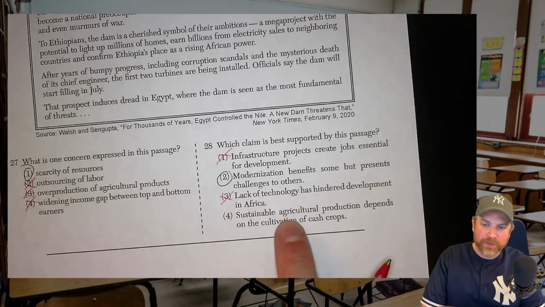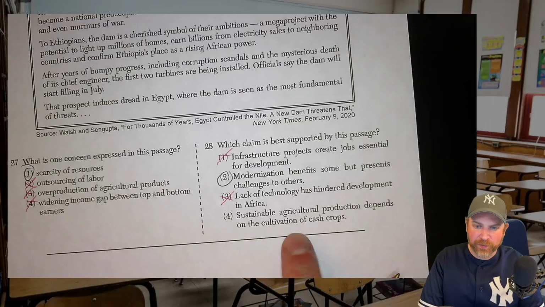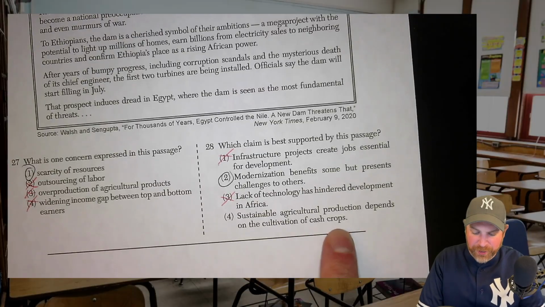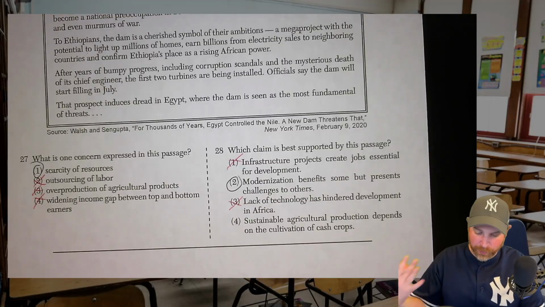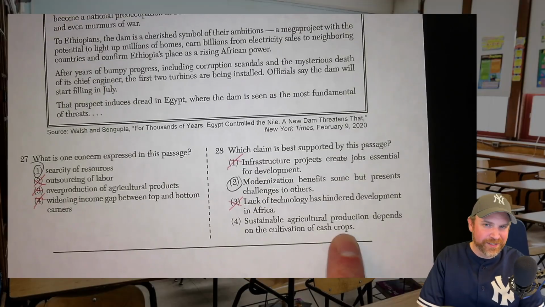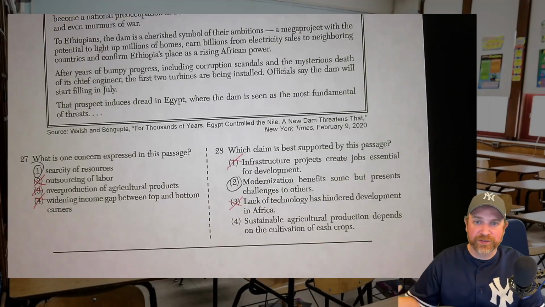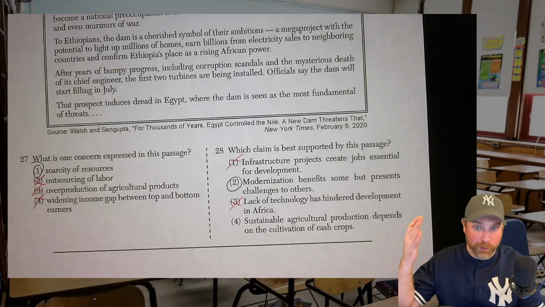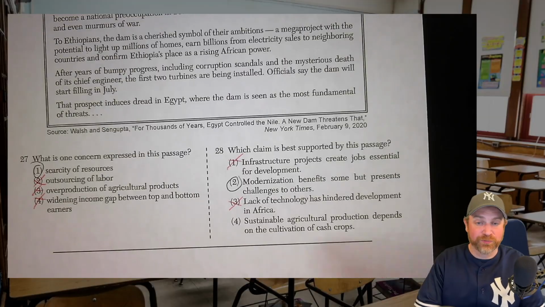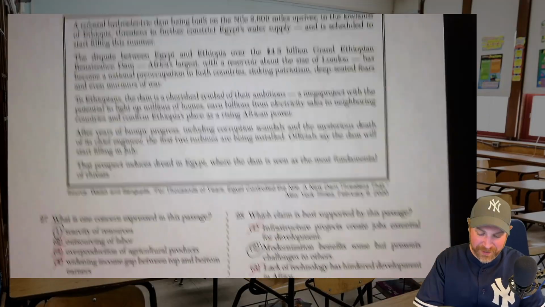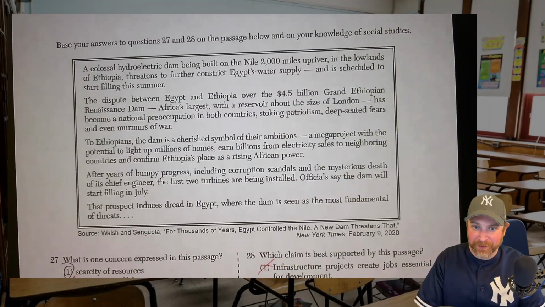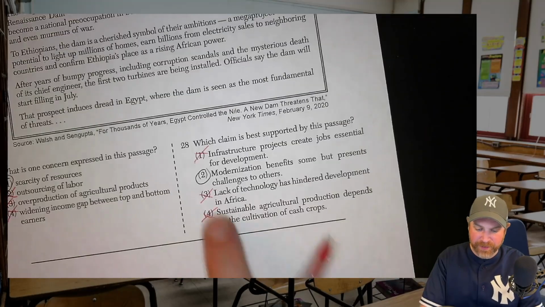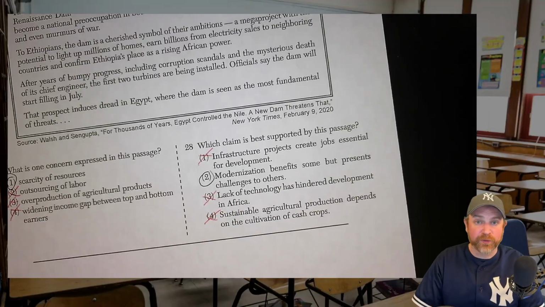Choice 4, sustainable agricultural production depends on the cultivation of cash crops. Cash crops means you grow the crop not to eat it, but to sell it on a global market. Okay, that's not usually sustainable because you're going to probably exhaust the nutrients of that soil if you're just growing one thing. So this is wrong for that reason. And again, it's not in the source. What is in the source is the modern technology benefiting Ethiopia, but not Egypt. So choice 2 is the best answer for number 28.